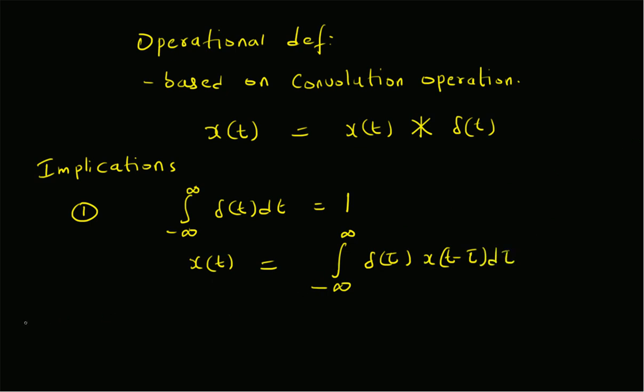Now if we assume that x of t is equal to 1 for all values of time t, then we have 1 equal to the integral from minus infinity to plus infinity of delta of tau d tau, because x of t minus tau is also equal to 1 irrespective of the shifting. So we have this property, that the area under the impulse signal is equal to 1. Now let us look at the second implication.